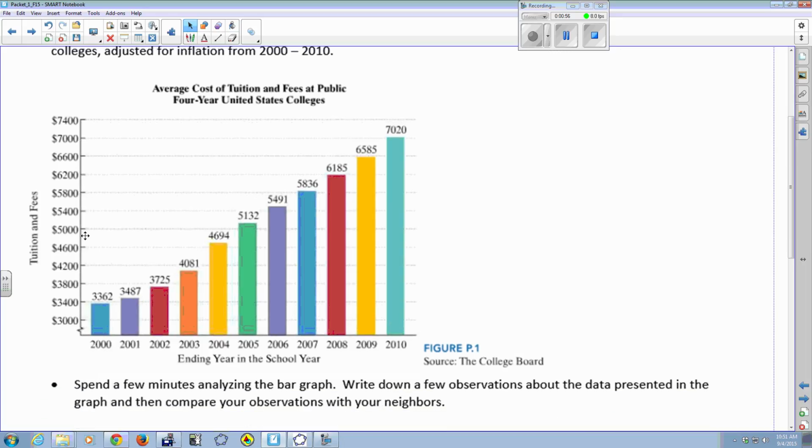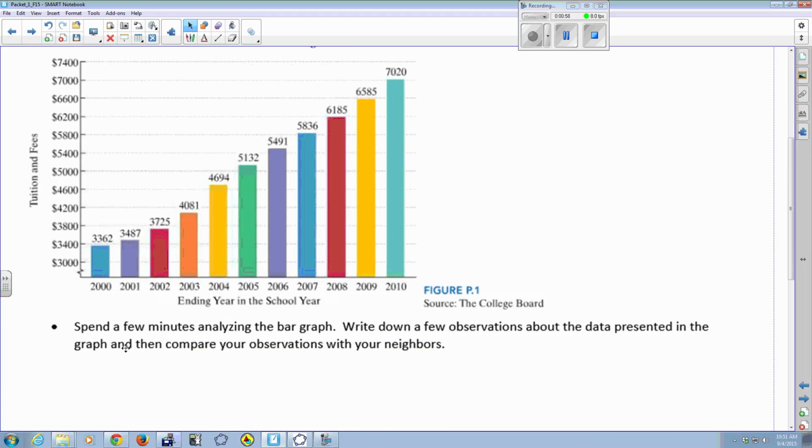Okay. So you all spent a few minutes analyzing this bar graph, and you have some great observations here. In fact, we came up with several that were not mentioned in my first class. So let's take a look. I think everyone's talking about the fact that the graph is rising or increasing as each year goes by. Some people have said it's growing, and tuition and fees are getting more expensive.